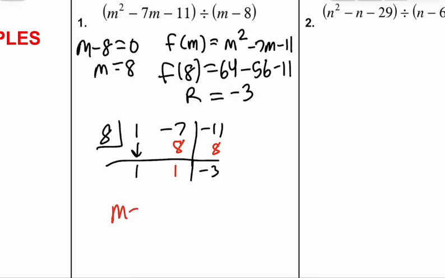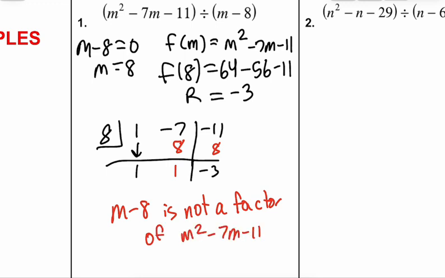So we know that m minus 8 is not a factor of m squared minus 7m minus 11. It doesn't go into there evenly, just like I know that 5 is not a factor of 12. It does not go in there evenly. So if a question asks you, is n minus 8 a factor? You can do division, long or synthetic. That will answer the question. Did you get a remainder? But you can also just plug that into this. Plug in 8. Do I get 0? If I don't get 0, it's not a factor.